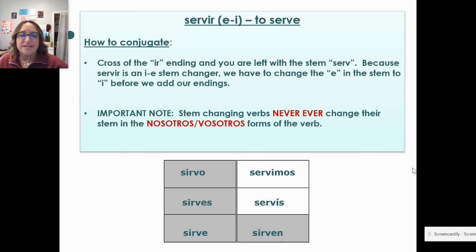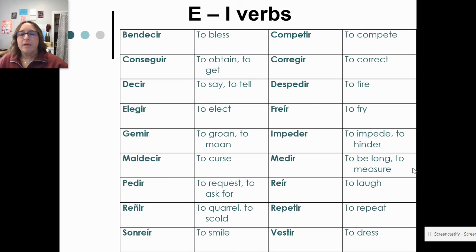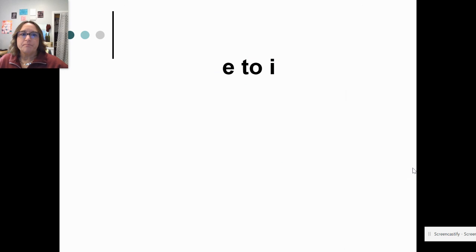So servir, sirvo, sirves, sirve, servimos, servís, sirven. E to I verbs are almost exclusively IR ending verbs. So sirvo, sirves, sirve, servimos, servís, sirven, and it means just exactly what it looks like, to serve. Here's another list of, well, not all, but a pretty good list of your E to I changers.